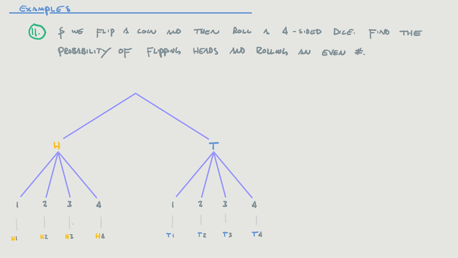We care about the probability of flipping heads, so we're just going to be focusing on this subtree over here, but then you have to roll an even number, and that's just these 2 paths. H2 and H4 are only 2 of 8 possible outcomes, and so the probability would then be 2 divided by 8, or 1/4, or 0.25.